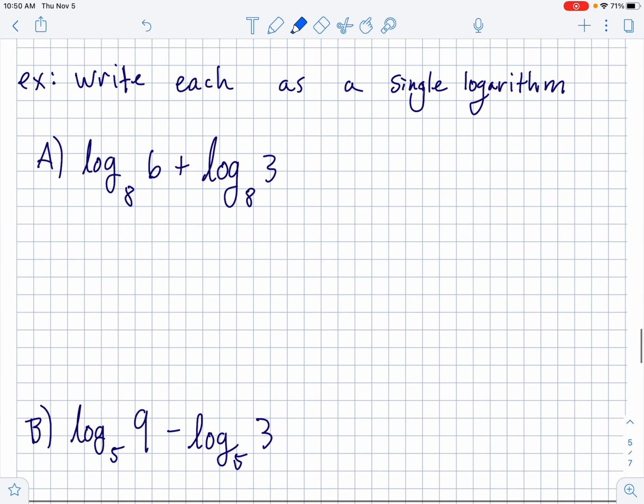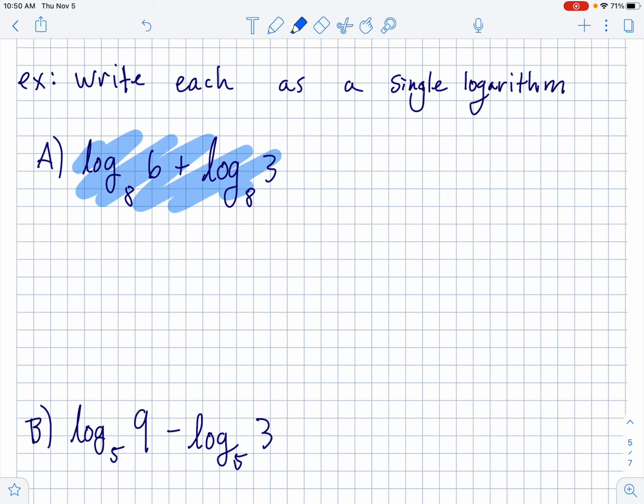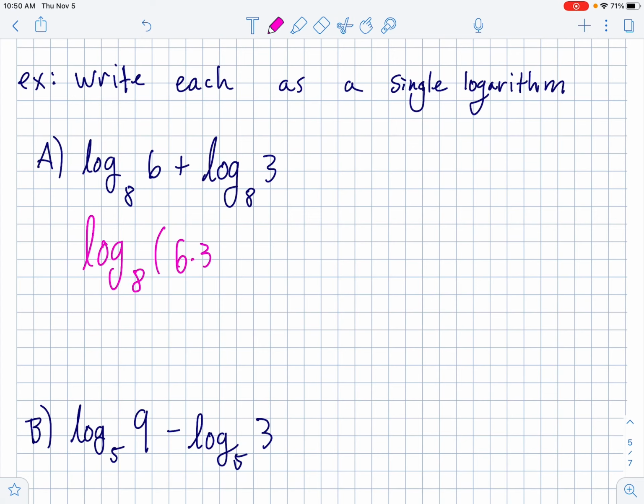All right, some actual examples. Write each as a single logarithm. So this is what I call smushing. We're going to take these two logarithms and smush them together. Remember that multiplication breaks apart into addition, or conversely, addition smushes together into multiplication. So this is the same thing as log base 8 of 6 times 3. So our final answer would be log base 8 of 18.